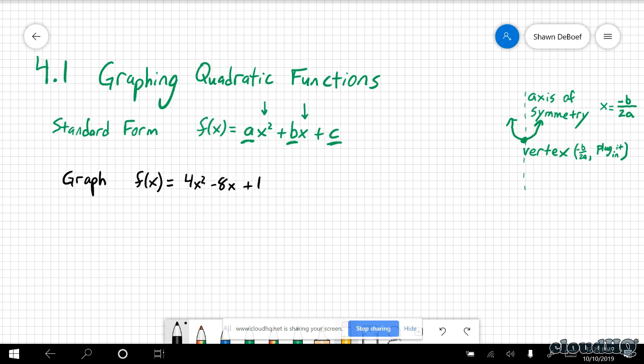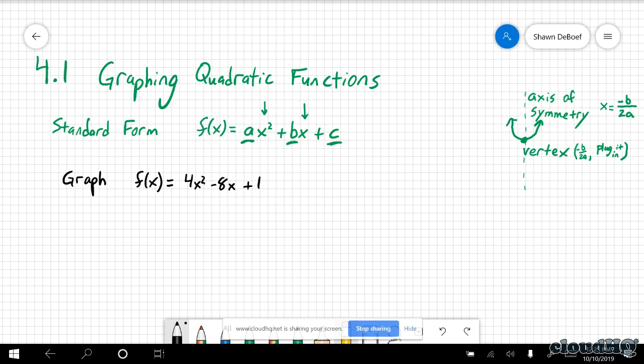Is it reflected? Yes or no? Is it stretched or compressed? Well, is this one reflected across the x-axis? No, the only way it would be reflected across the x-axis is if I gave the a value a negative, like if I made it negative 4. It's not negative, so this one's not reflected.